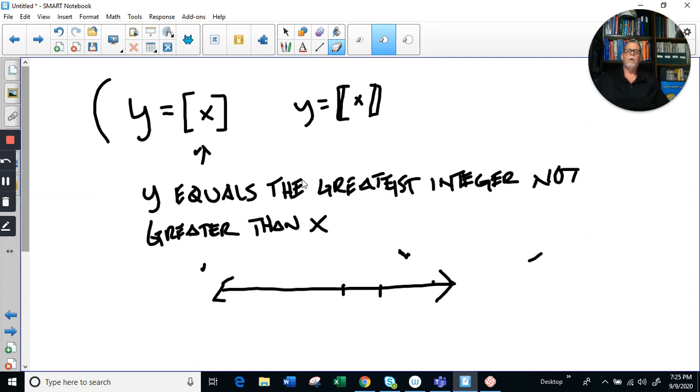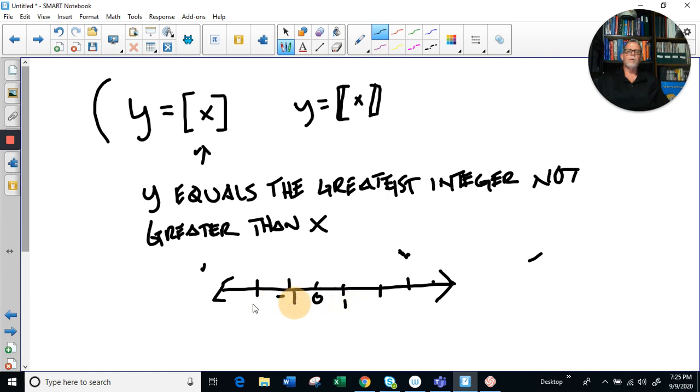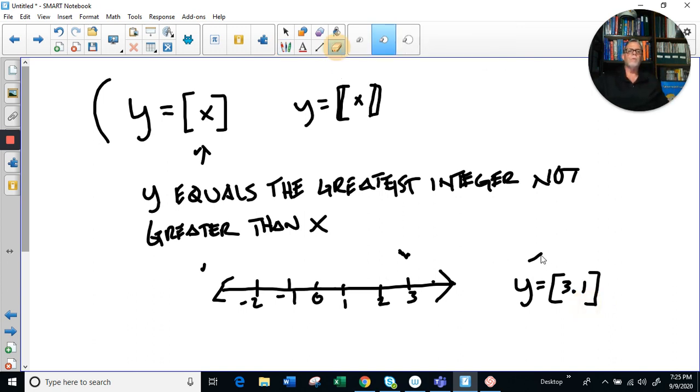All right folks, sorry about that. I was having a little trouble with lag. I just went back out. So if I draw a number line, and we look at this number line and I ask you, what is this value? If we have y equals the greatest integer not greater than 3.1, we know 3.1 is right somewhere over here.